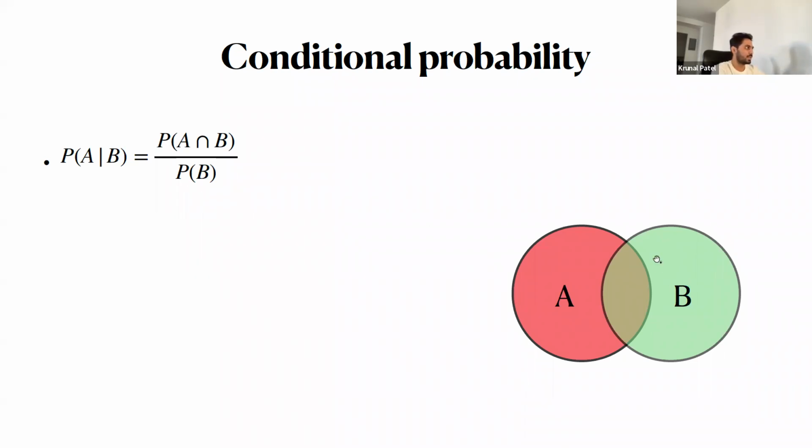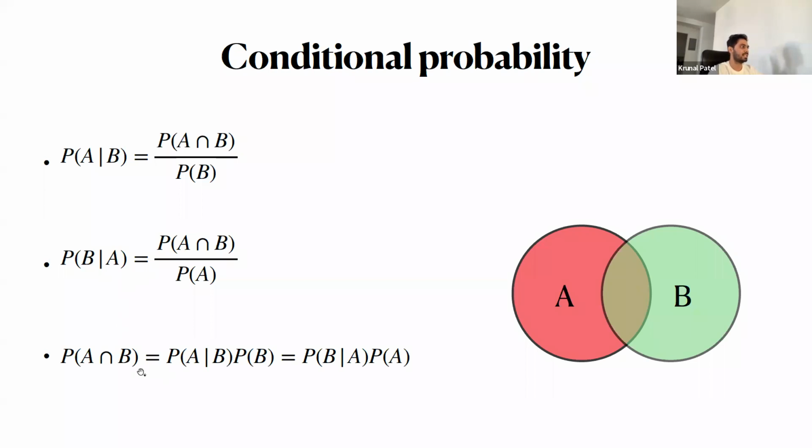And similarly, I can also calculate the probability of B given A, which is this intersection divided by the probability of this red circle, right? So using these two equations, we can find the probability of A intersection B by just pushing the denominator to the other side. These are the kind of equations we'll get from both of them, right? So from this one, we get the probability of A given B times the probability of B, which is the same as the probability of A intersection B, and a similar thing from the other equation.